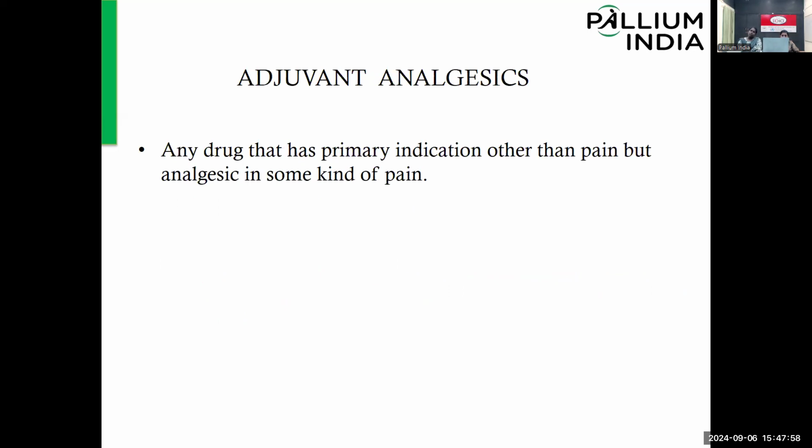Next, we are dealing with another topic, that is adjuvant analgesics. Adjuvant analgesics means any drug whose primary indication is not analgesia, that is, the medicine is not used primarily for analgesia, but it has some effect or gives some kind of pain relief. That's why it is called an adjuvant analgesic. So any drug that has a primary indication other than pain, but can give some kind of pain relief. That is very important in these cases. So you should know which medicines can be started as adjuvant analgesia.